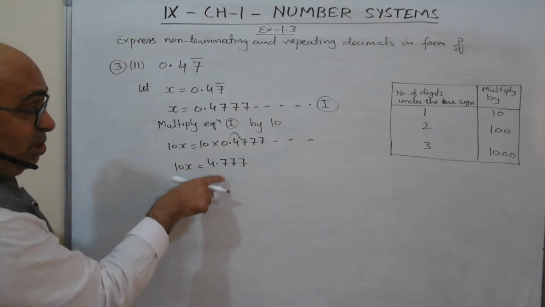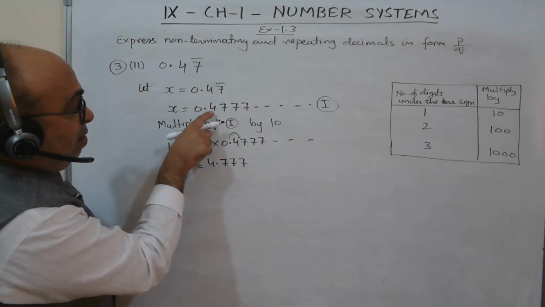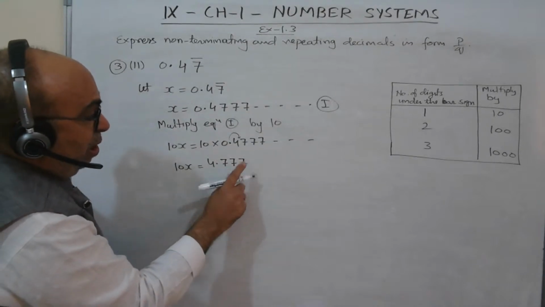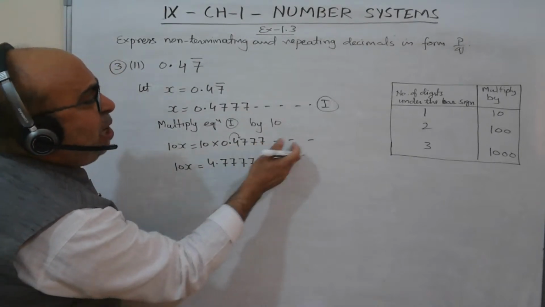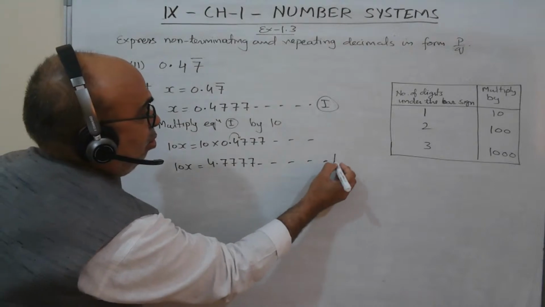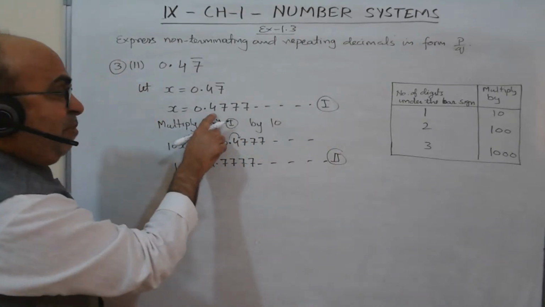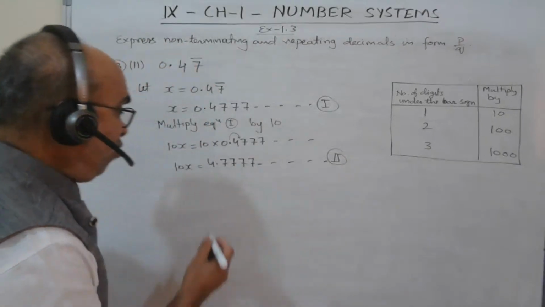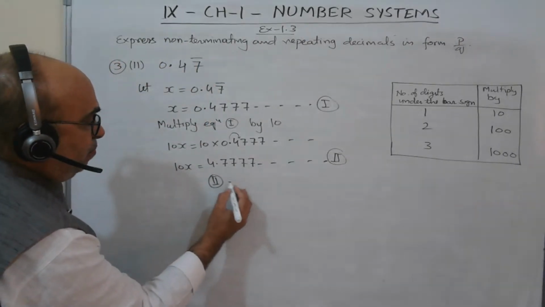4.777. But you see, in the first equation after the decimal there are 1, 2, 3, 4 digits, and here 1, 2, 3. One more 7 you can write. There are infinitely many 7s. So the number of digits after the decimal in equation 1 and equation 2 are the same. So now second minus first.